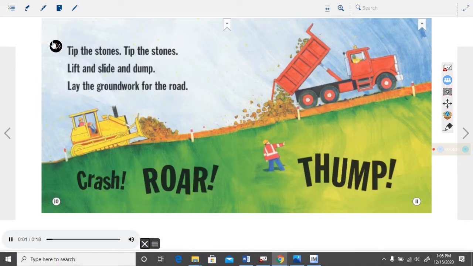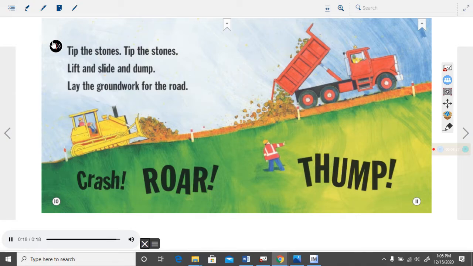Tip the stones. Lift and slide and dump. Lay the groundwork for the road. Crash. Roar.